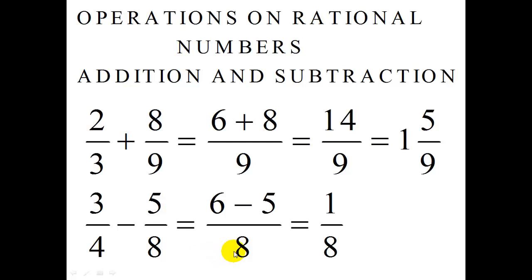So 4 goes into 8 2 times, and 2 times the numerator 3 will give us 6. Minus, 8 goes into 8 once, and 1 times the numerator 5 will give us 5. Now 6 minus 5 equals 1. So we have 1 divided by 8.